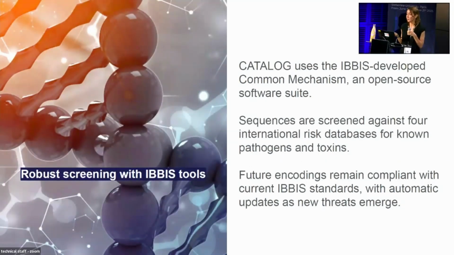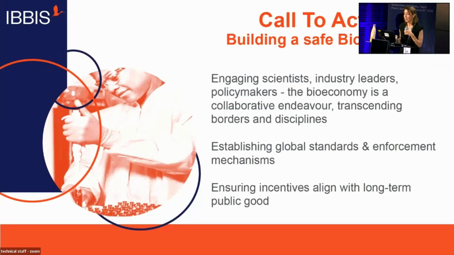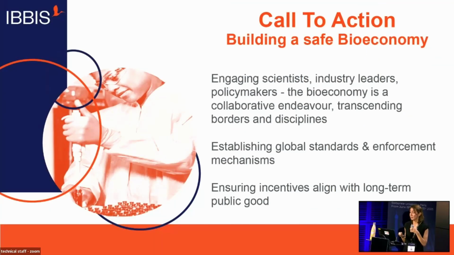Here, Catalog used the IBBIS common mechanism that I referred to at the beginning of my speech. Sequences were screened against 4 international risk databases for known pathogens and toxins, and that meant that future encodings remained compliant with current IBBIS standards, with automatic updates as new threats emerge. So I thought it would be interesting for you to see a live study and how it relates to this conference. So I just wanted to end with a call to action.